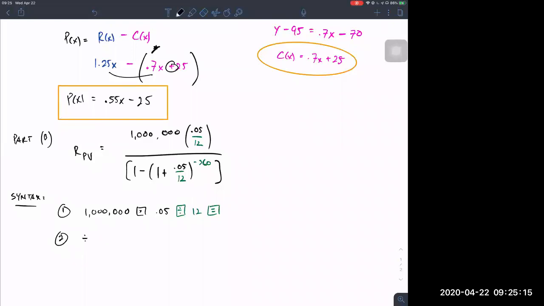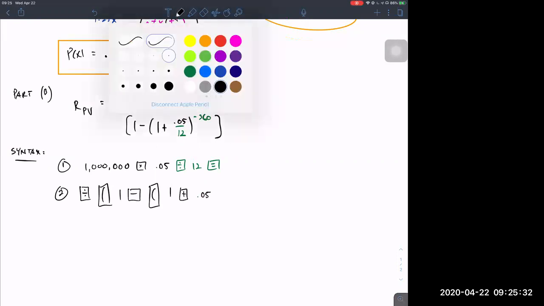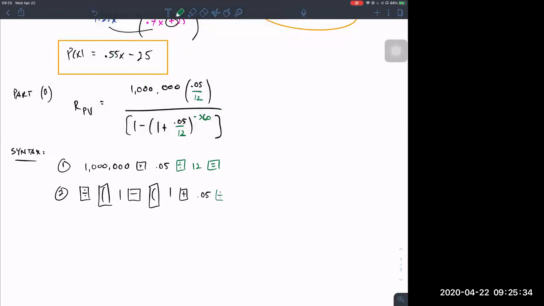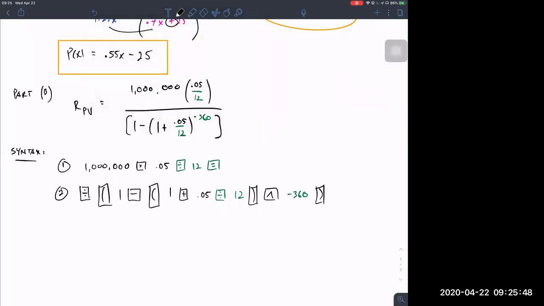Gotta have the divide symbol first. Divide, then double parentheses. But remember, the double parentheses are not back to back, right? They are 1 minus, and then the second parentheses there. 1 plus 0.05 divided by 12. Close your parentheses. Raise to negative 360. Close your parentheses and equal sign.